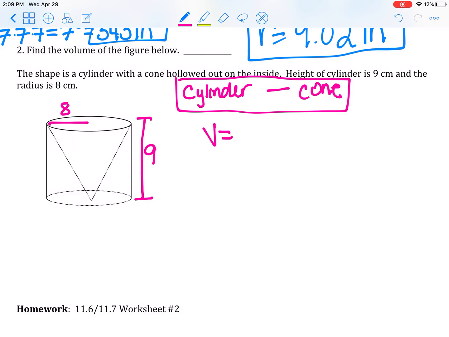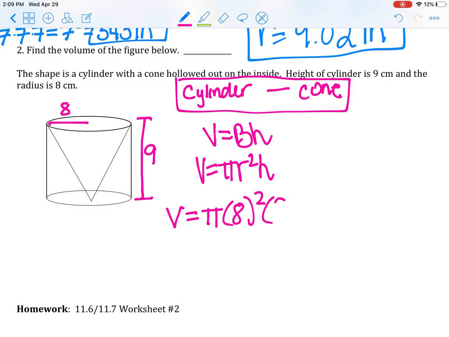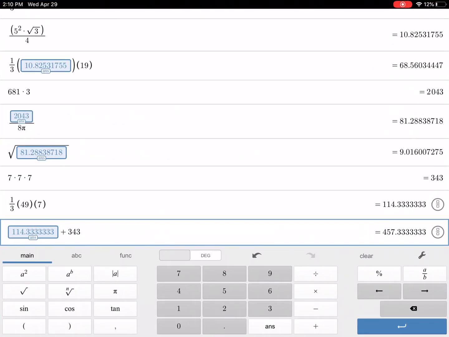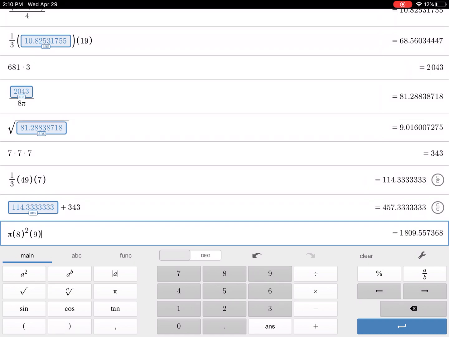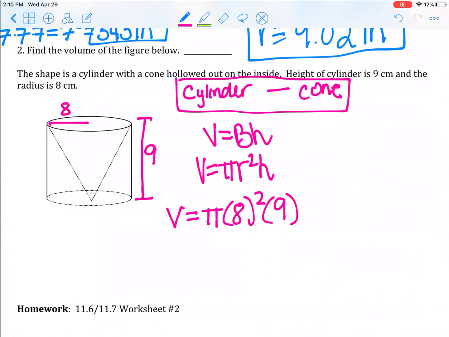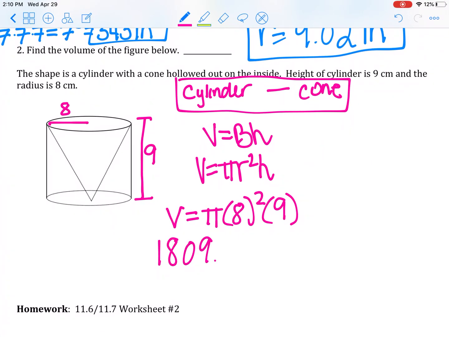So the volume of the cylinder is base times height. And since a cylinder has that circular base, it is technically pi r squared times the height. So in this case, our radius is 8, our height is 9. Plug all of that in. We get 1,809.56 centimeters cubed.